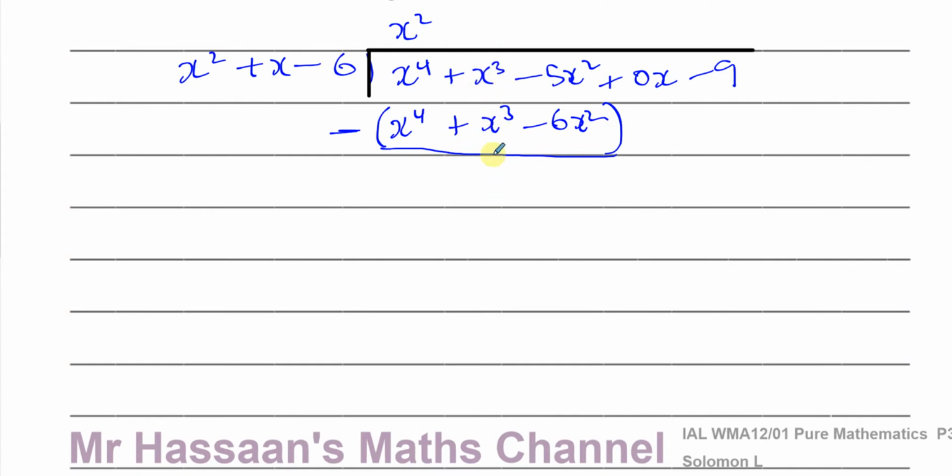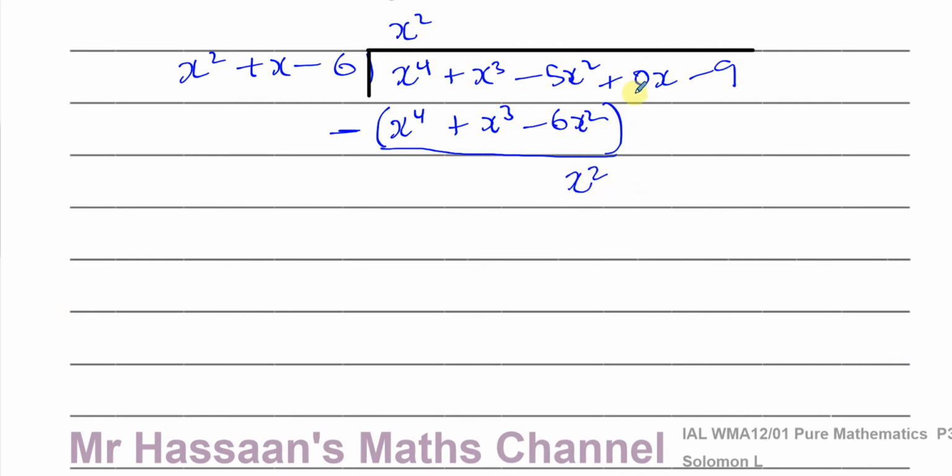So you end up with 0x cubed, and you've got minus 5x squared minus 6x squared, which is minus 5x squared plus 6x squared. So be careful about this minus outside. I always write it there to make sure we don't make a mistake. So that's minus 5 plus 6, that's 1, so that's 1x squared.